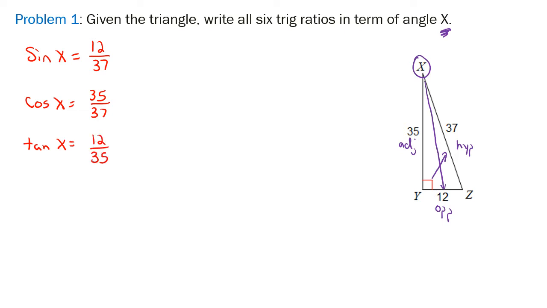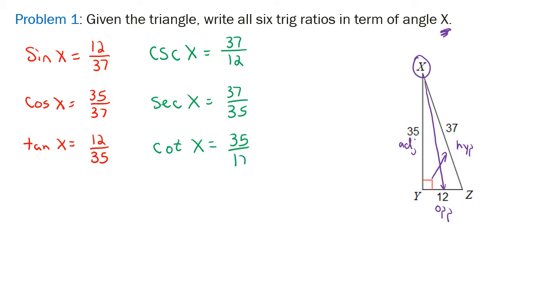And then we have the reciprocals. So we have cosecant x, and all that is flipping the fraction for sine. So it's just its reciprocal, 37 over 12. And then the reciprocal for cosine is secant. Once again, flipping the fraction, we have 37 over 35. And then we have the reciprocal for tangent, which is called cotangent. And once again, flip the fraction. And those are your 6 trig ratios.